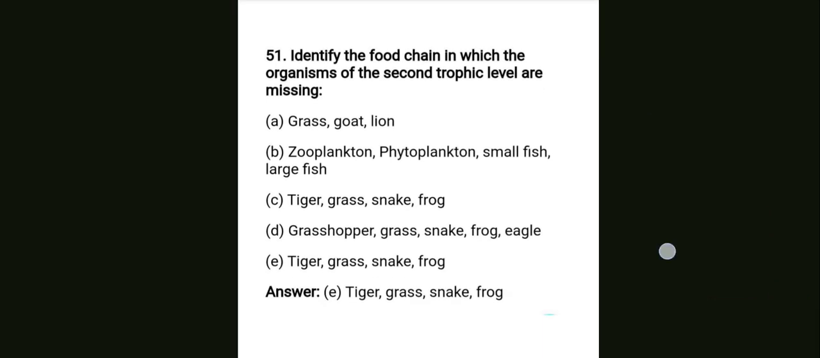Identify the food chain in which the organisms of the second trophic level are missing. Option E, tiger, grass, snake, frog.